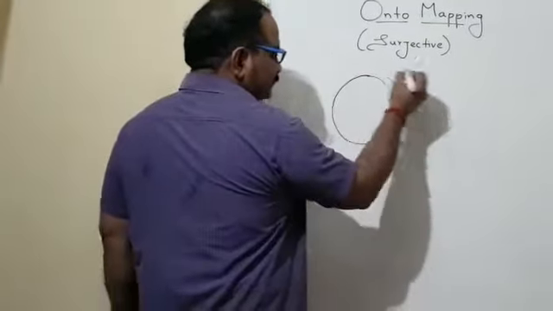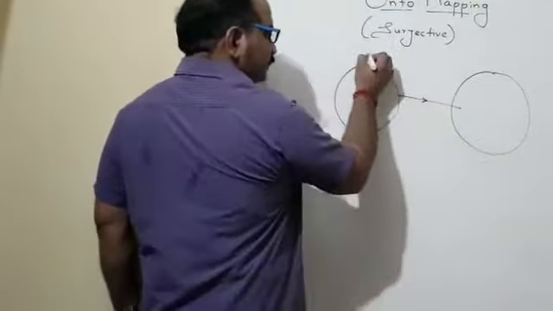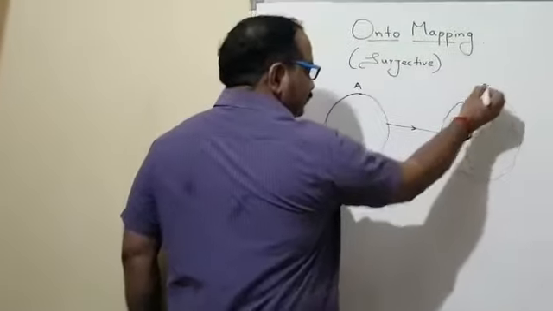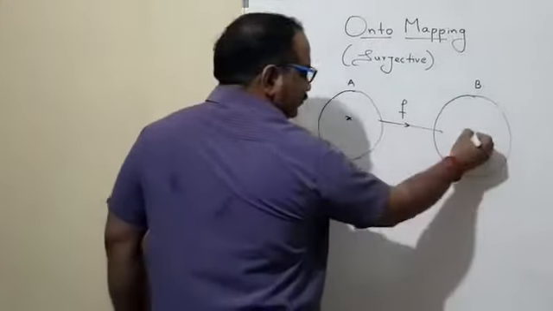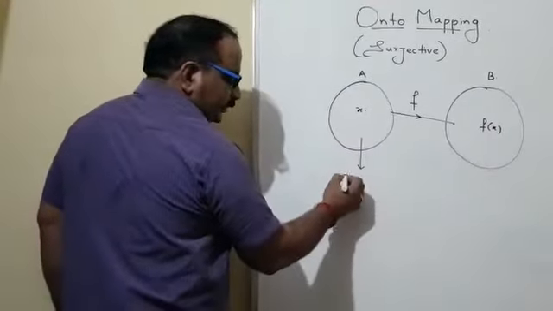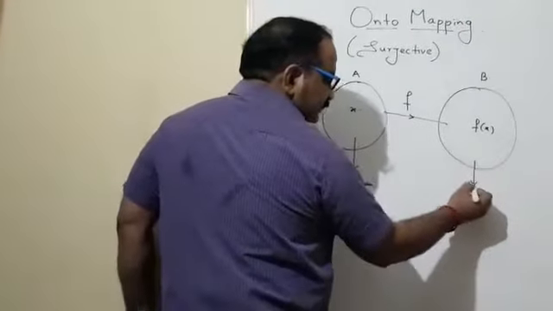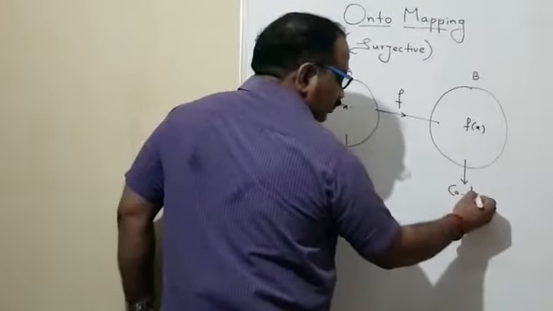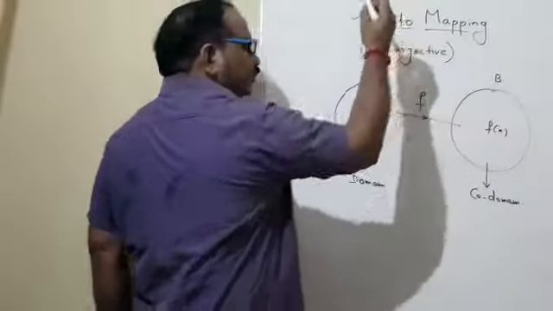Say this is a function defined from A to B. This is the first set, this is the second. A function f is defined from there. This is x, under which it is f(x). The first set is known as the domain of the given function, and the second set is known as the codomain of the given function. Our objective is to find out the onto mapping.